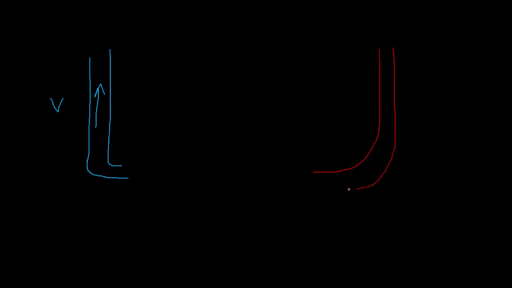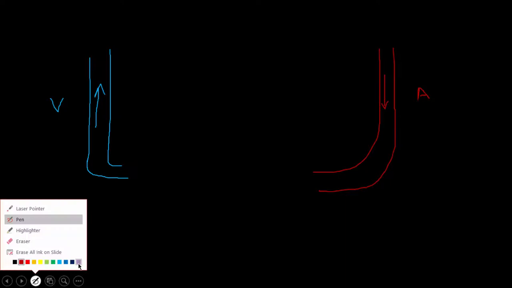So you have arteries here. These are going to be bringing blood towards this area, so I shall call this A. And then in the middle here, which I shall draw in purple, you have, of course, a capillary network over here.